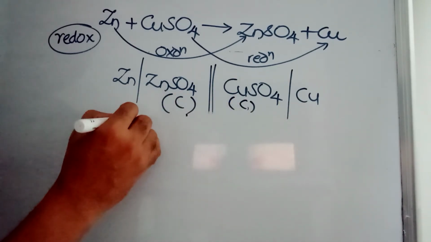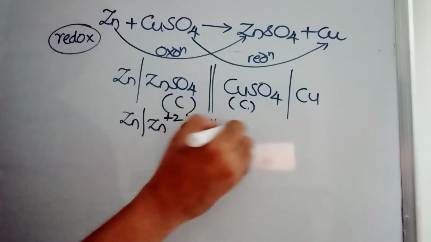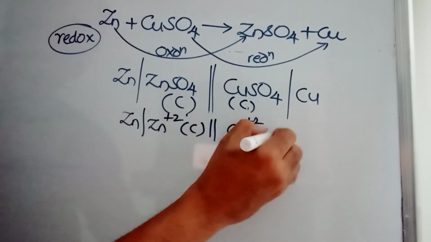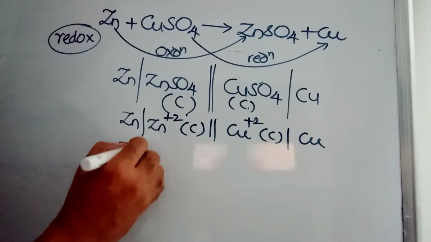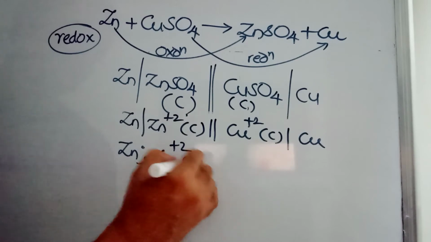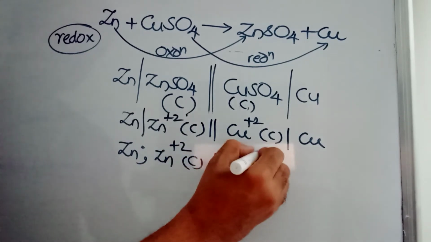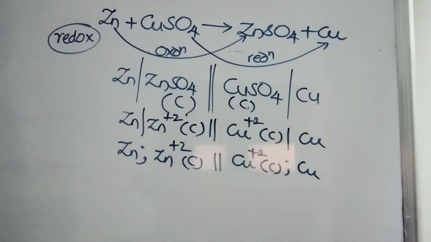You can show this like this also. Zn by Zn plus 2, whatever the concentration is, then copper plus 2, whatever the concentration is, copper. Like this also you can show. Or Zn semicolon Zn plus 2. Instead of one line you can show this one also. Copper plus 2 concentration semicolon copper. In place of a single line you can even mention a semicolon also.